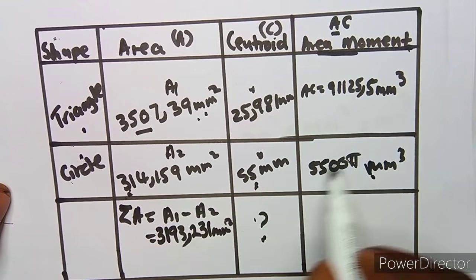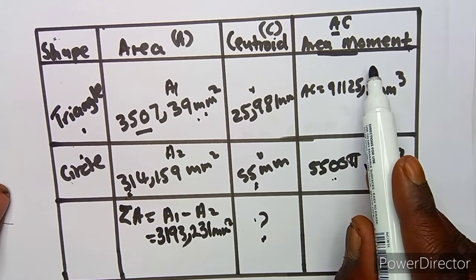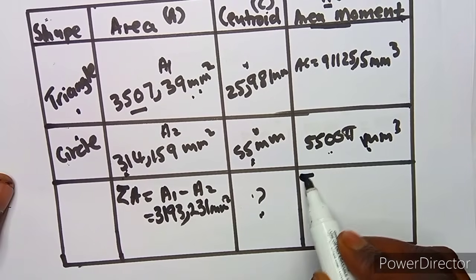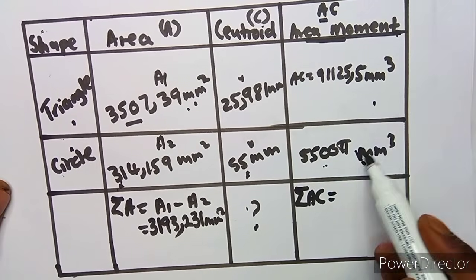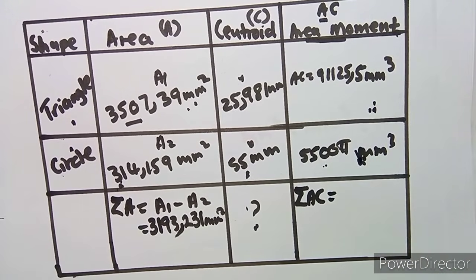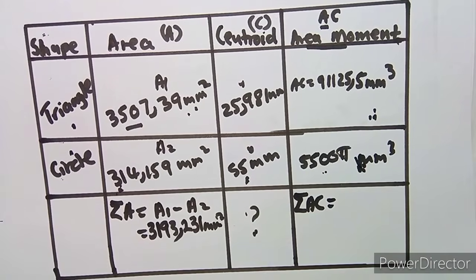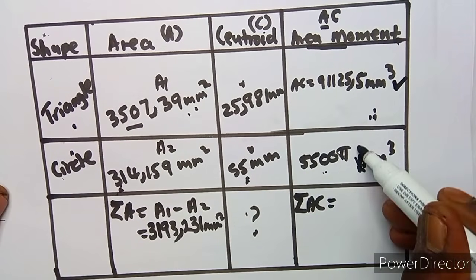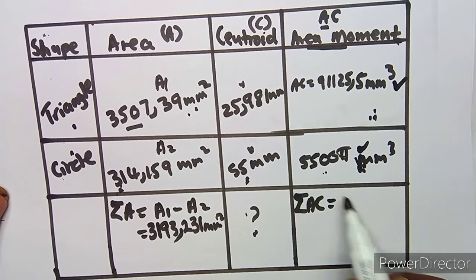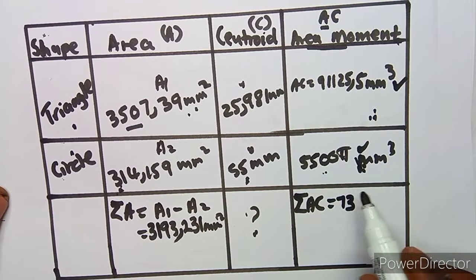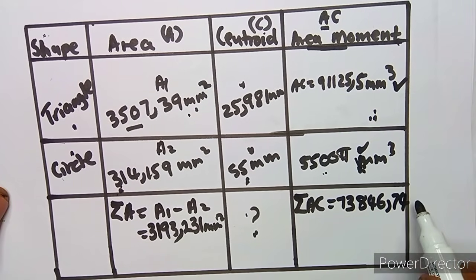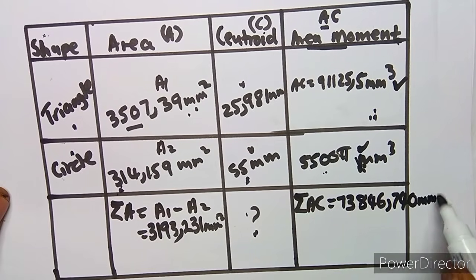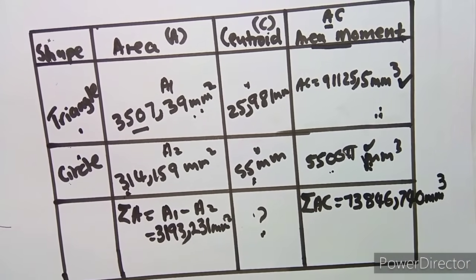You move on to this value here, which is for the area moment. You shall also have the sum of the area moment, which is the area times the centroid, and you subtract, since there was a hole. You are subtracting because you already calculated these moments separately. So you subtract this value minus this value. You're going to obtain something like 73846,740, which is in cubic millimeters, because this is the area moment.